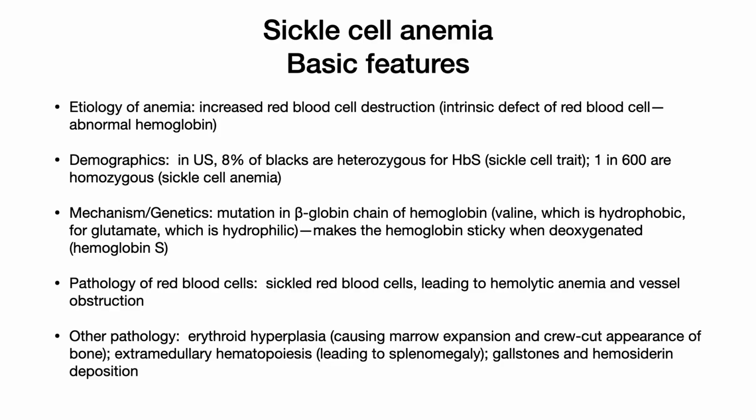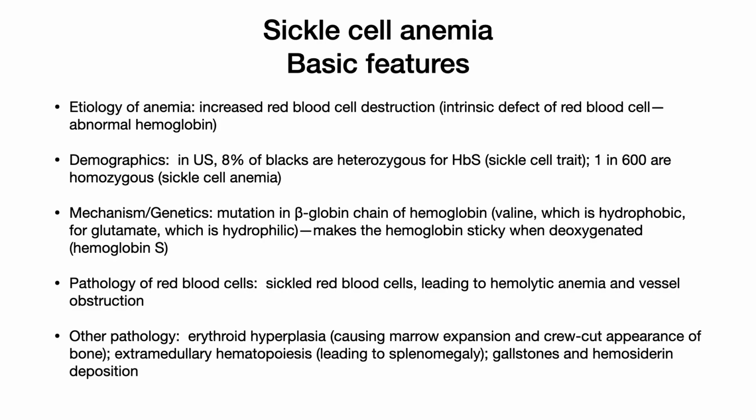Pathology: you see sickled red blood cells, and that damages the red blood cells, so they are destroyed, hemolyzed, and also they can basically sludge and block things up and cause obstruction. We'll go through that. You can see erythroid hyperplasia, as I talked about, because you're breaking down the red blood cells. You want to produce more of them, so you have a higher level of erythropoietin stimulating it. You get bone marrow expansion.